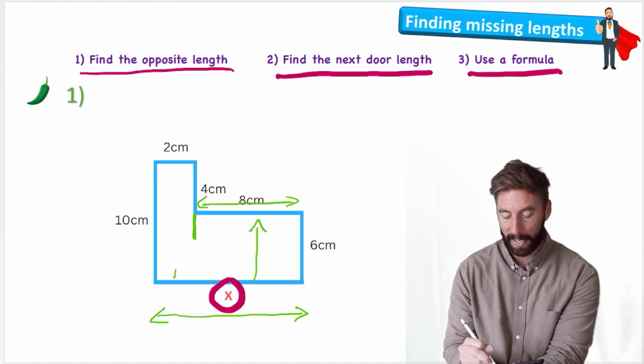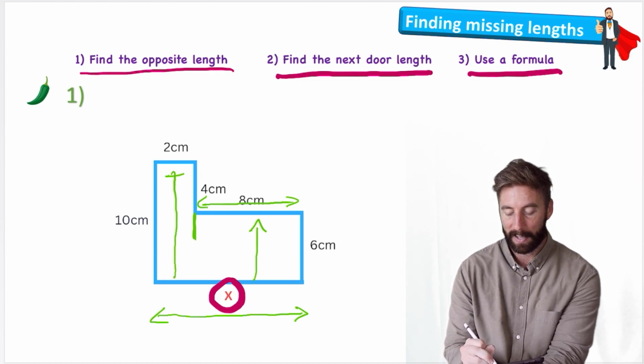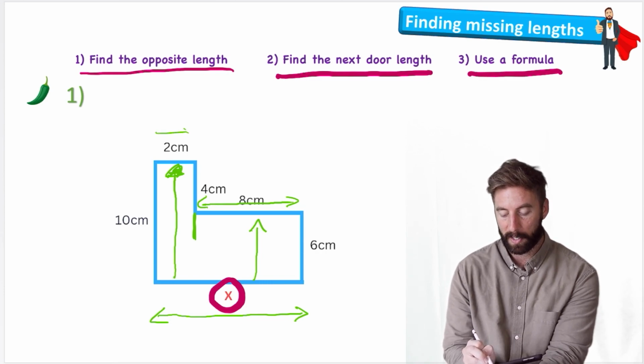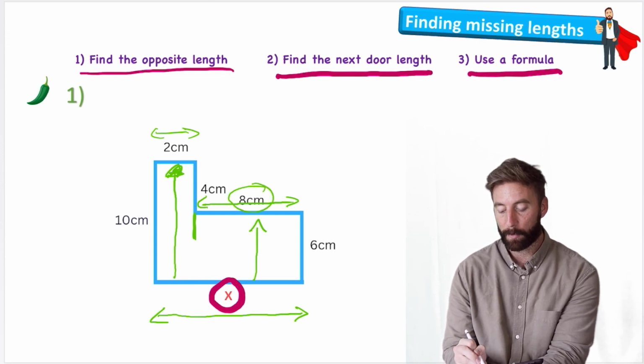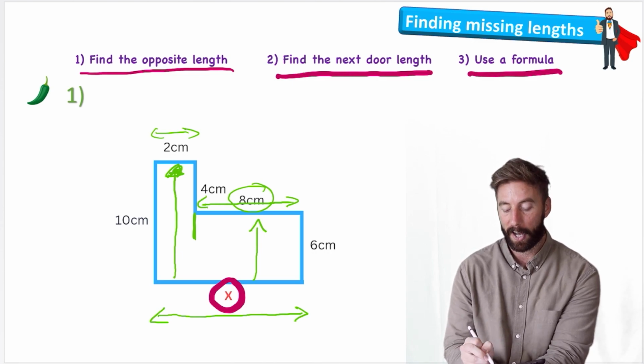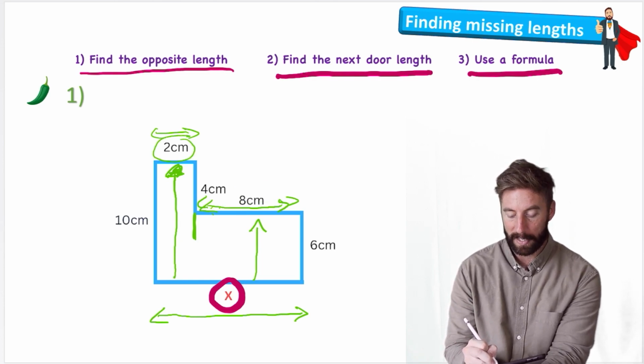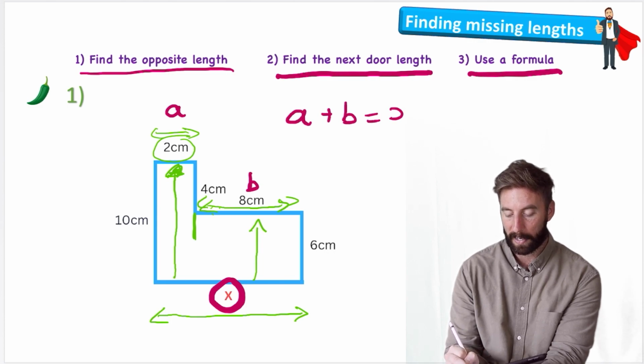So I'm going to look opposite again and I can see up here I have 2 centimeters that I'm going to use as well. So I'm going to use this 2 centimeters and this 8 centimeters. So that's what step 2 meant, looking next door, because this 8 centimeters was not all that I needed. I needed to look next door to my 8 and see that there's a 2 as well. So I'm going to relabel these two measurements as A and B. And now to make this into a formula, I'm going to say that A plus B must equal X.